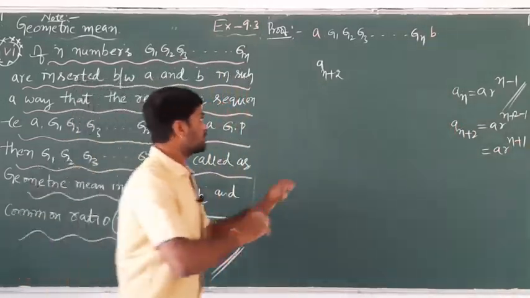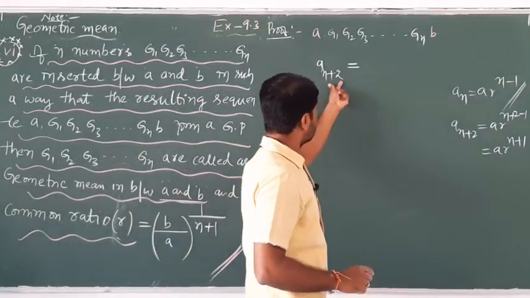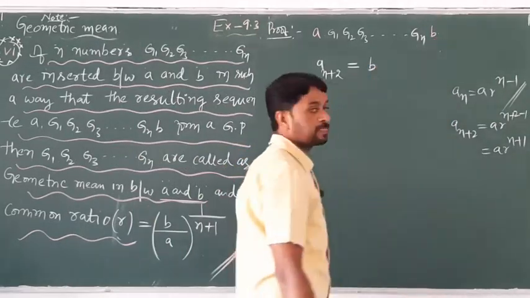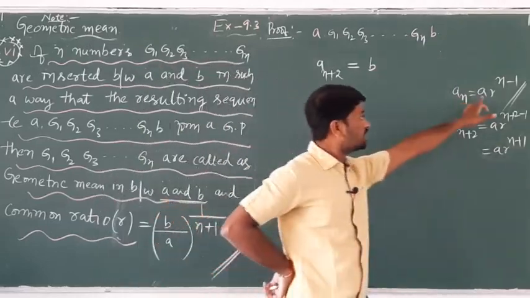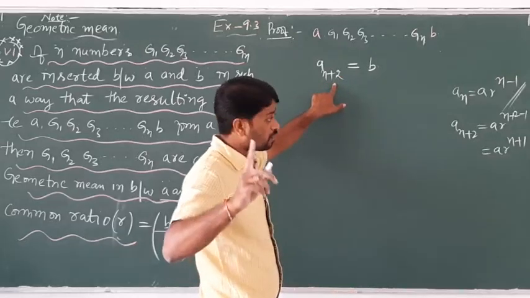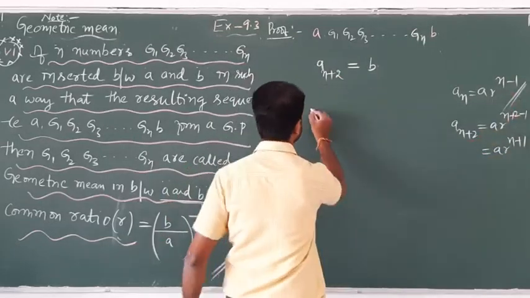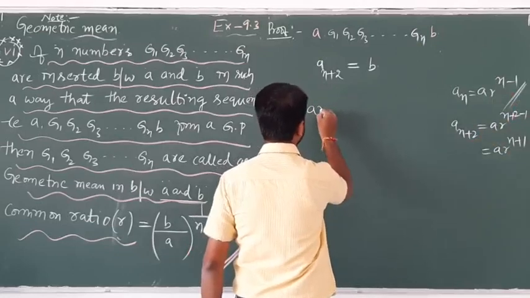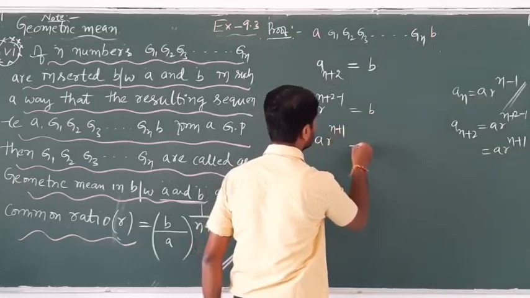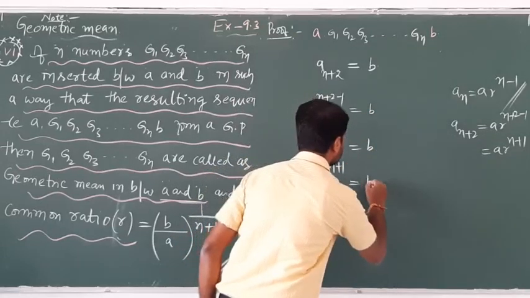Here A(n plus 2), tell me, what is that equal to? B. The last number, the (n plus 2)th term, is B. Listen carefully. An means A into R power of n minus 1, but here n is replaced by n plus 2, therefore A into R power of n plus 1. So A into R power of n plus 2 minus 1 equals B, that is A into R power of n plus 1 equals B. Yes or no? Therefore R power of n plus 1 equals B by A.